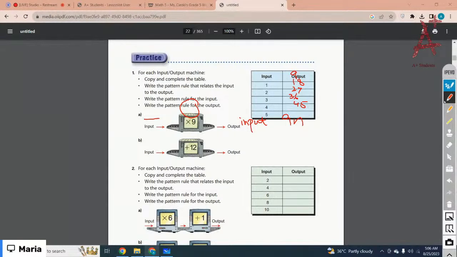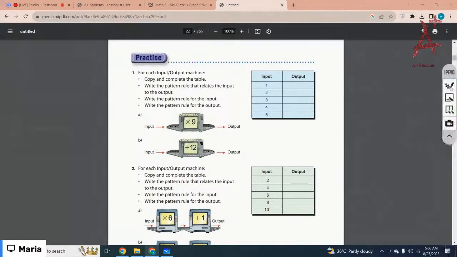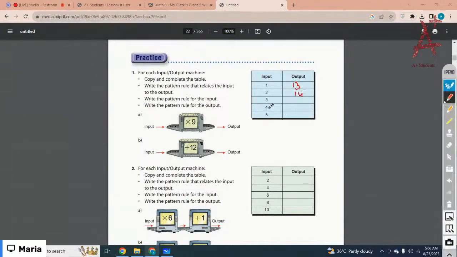Okay, let's look at the b. For the b, you have to add 12 to every input value, right? It would be 1 plus 12, 13, 2 plus 12, 14, 3 plus 12, 15, 4 plus 12, 16, and 5 plus 12, 17, right? These are the output values. So the pattern rule for machine B is n plus 12. For every input value, you have to add 12.